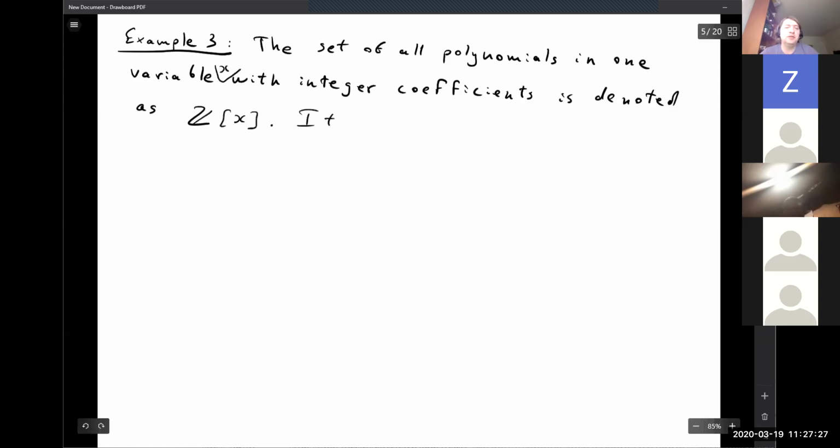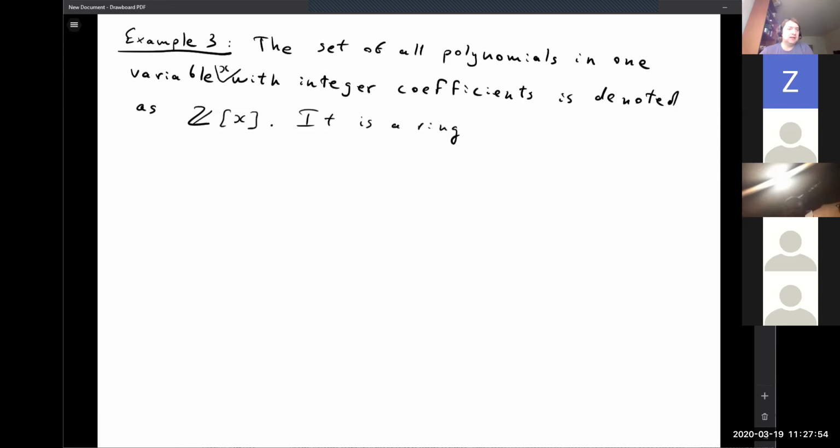Now this set of all polynomials is a ring. You can add two polynomials by adding the coefficients in front of the corresponding power of x. You can multiply two polynomials in the usual sense, and of course it will satisfy all the distributivity properties, etc. for these two binary operations. Okay.